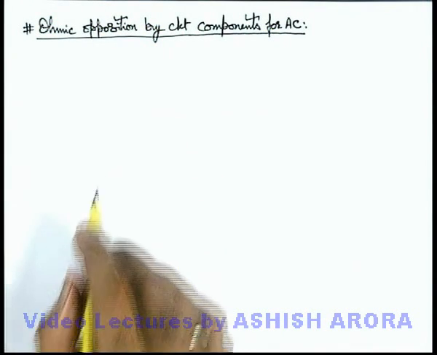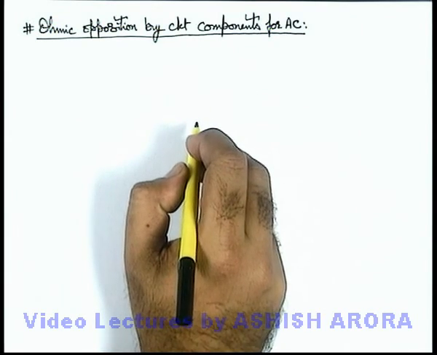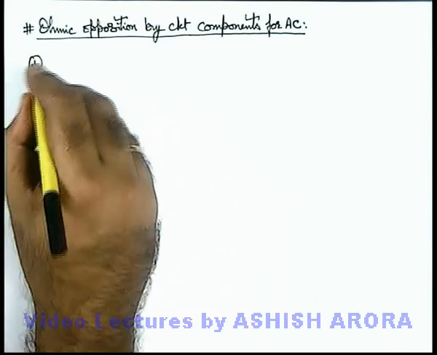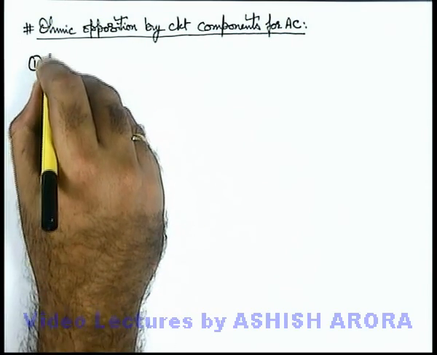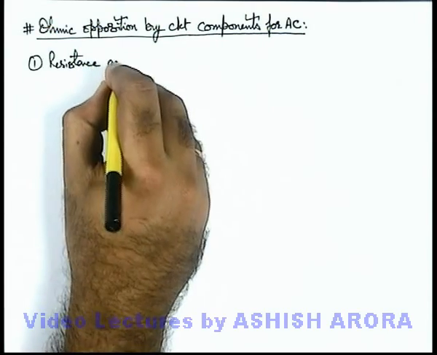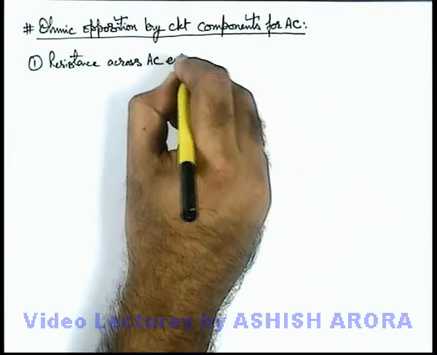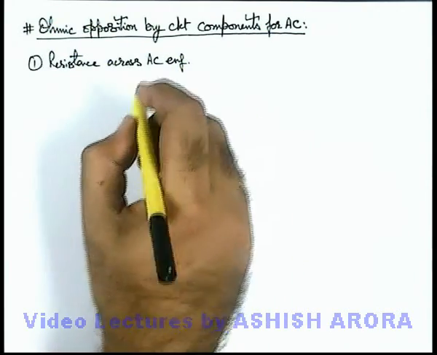Let us now study the ohmic opposition offered by various circuit components for alternating current. We have discussed three circuit components. Let's discuss them one by one again. First, we have discussed a resistance connected across an AC EMF, due to which an alternating current flows through it.